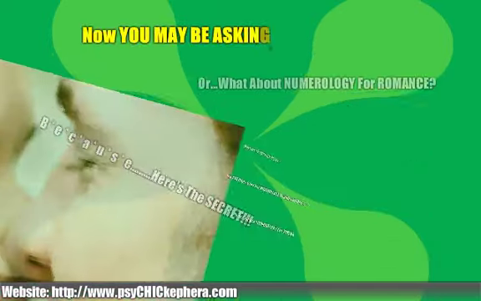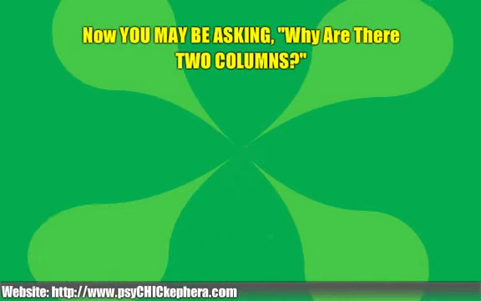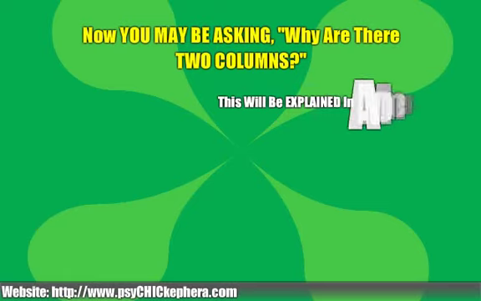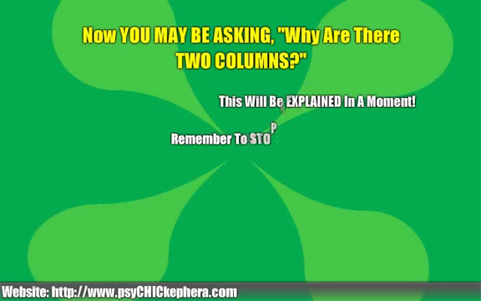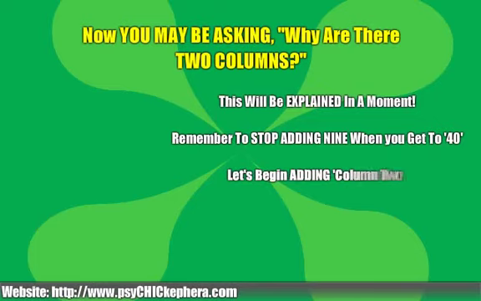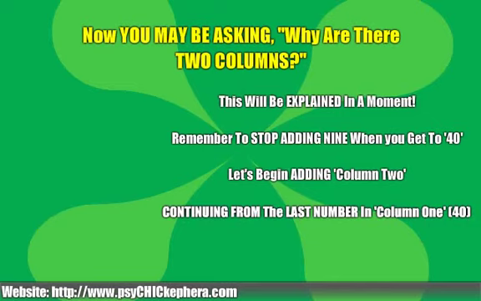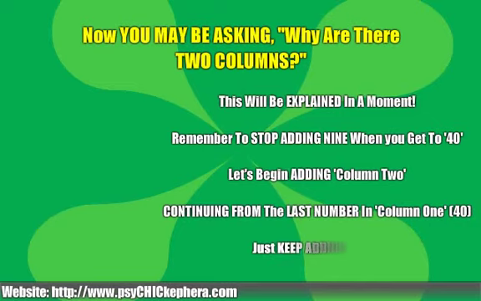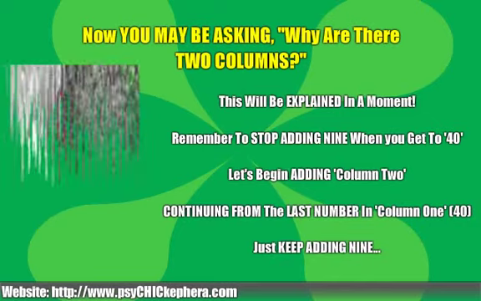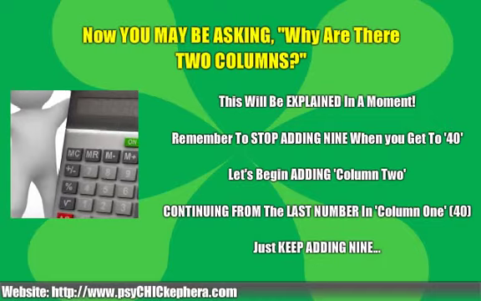Now, you may be asking yourself, why are there two columns? You are supposed to stop adding 9 to column 1 when you reach the number 40. What this is will be explained in a moment. Now, let's begin column 2, and, continuing from where we left off, let's start with the number 49. You should continue adding 9 to get each subsequent number. For the sake of time, let's only go up to 94.